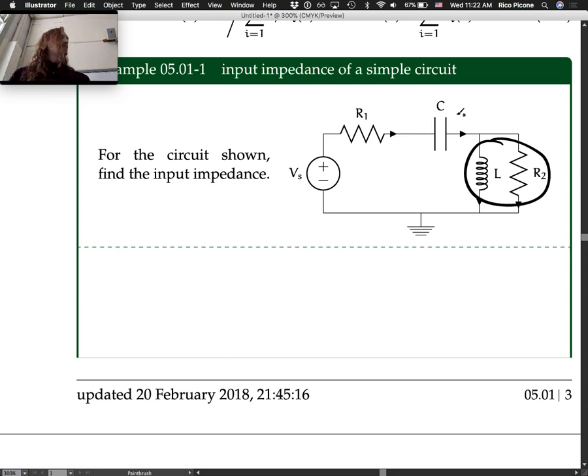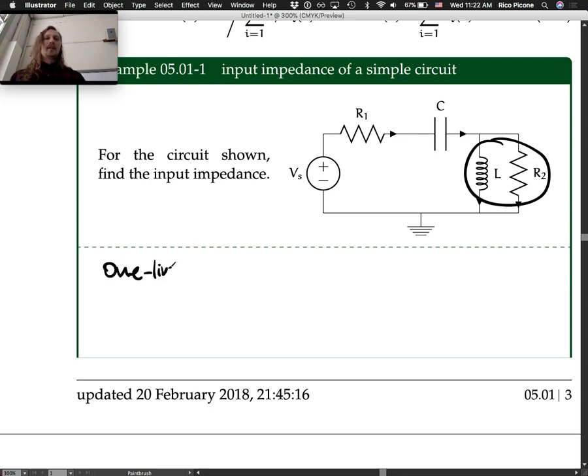My recommended way of doing this is not worrying about what the impedances are on the first go. Just go one-liner, but not plugging in what the impedances are of each thing. Just say ZR1, ZC, ZL, etc. And then we'll plug in what they are in the next step.